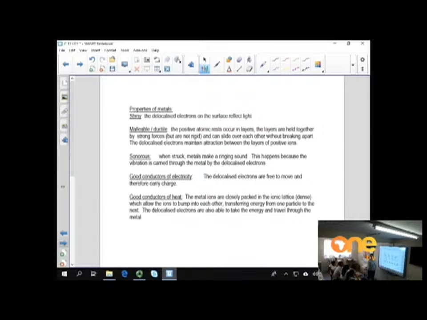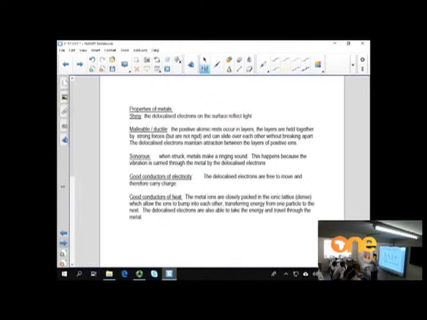Then, the properties of metals. What are the properties of metals? Shiny, malleable, ductile, sonorous, good conductors of heat, good conductors of electricity. Okay, and now we can actually add something else. Usually, high melting and boiling point. Usually, high density. Why usually? The first 2 groups, those metals are less dense. Sodium and potassium float on water. So that doesn't fit the pattern.